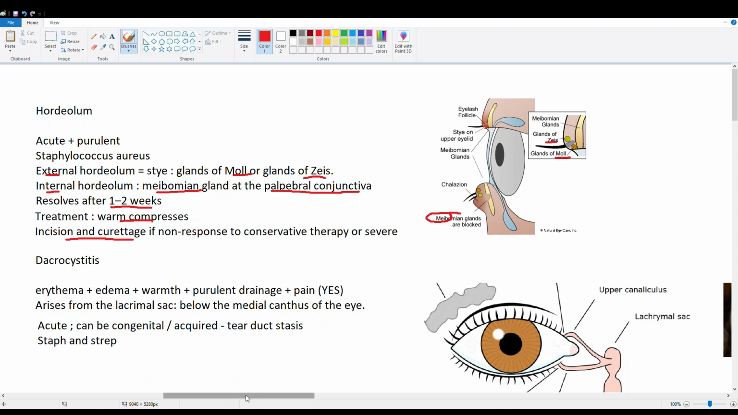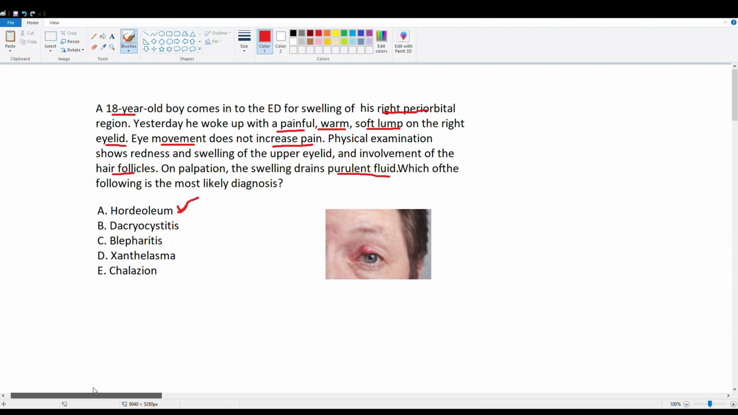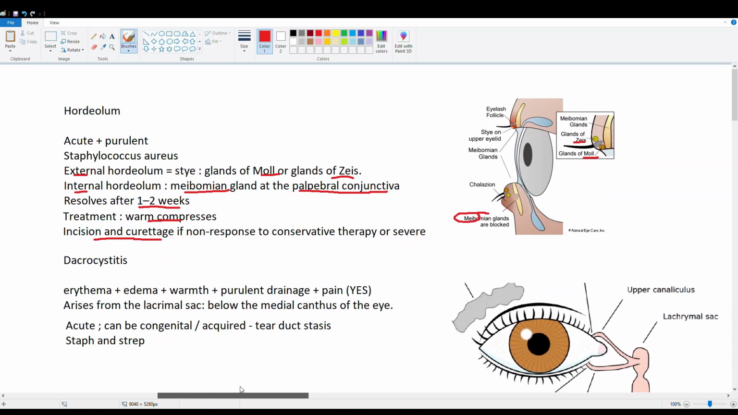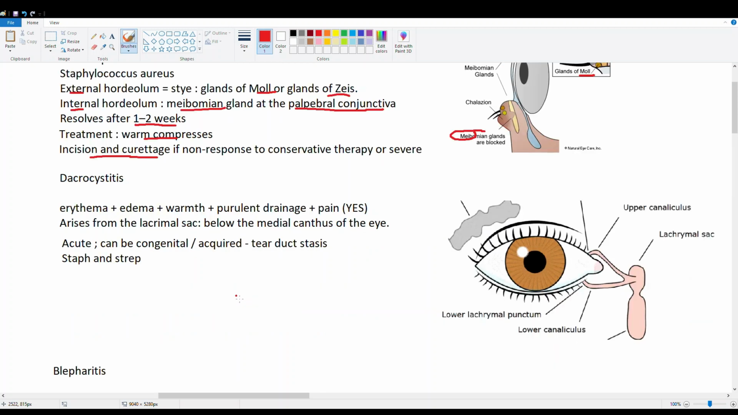Now let's keep going. Let's go with the next answer, dacryocystitis. Okay, so what is dacryocystitis? What are the properties of dacryocystitis? Dacryocystitis has erythema, edema, warmth, purulent drainage, and pain. These are all things that we saw with our hordeolum. Okay, so why is this answer choice wrong?